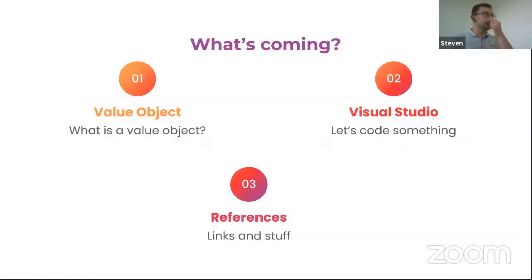First, what is coming here? A short recap, what a value object is in the first place. Basically, then I want to directly go to Visual Studio because I'm not the biggest fan of a lot of slides, and I'm also not good at making slides. So not to bother you about that, we just go directly to some C# hacking. And at the end, I will show you some references if you want to see more, because 10 to 15 minutes is, of course, not enough to cover the whole topic.